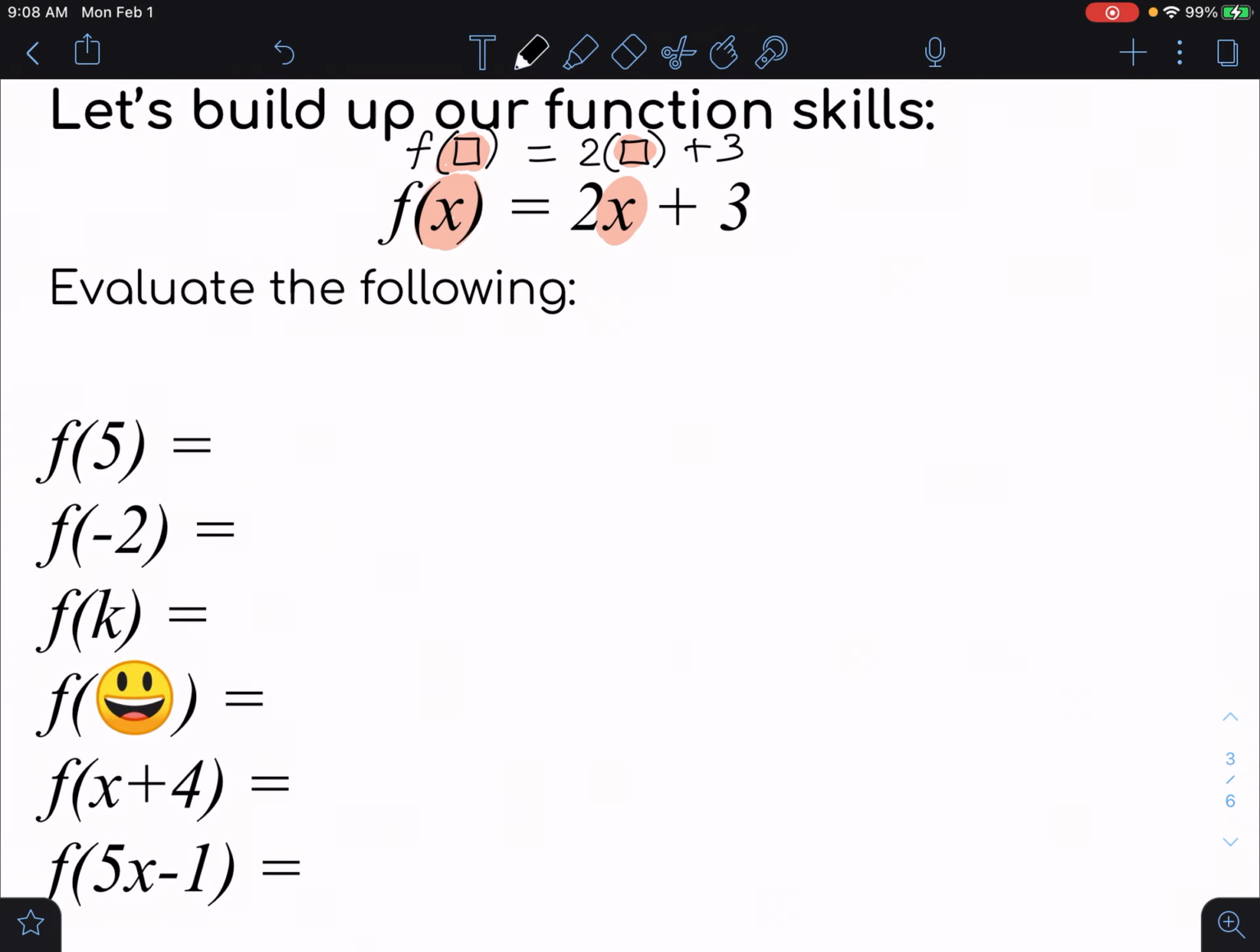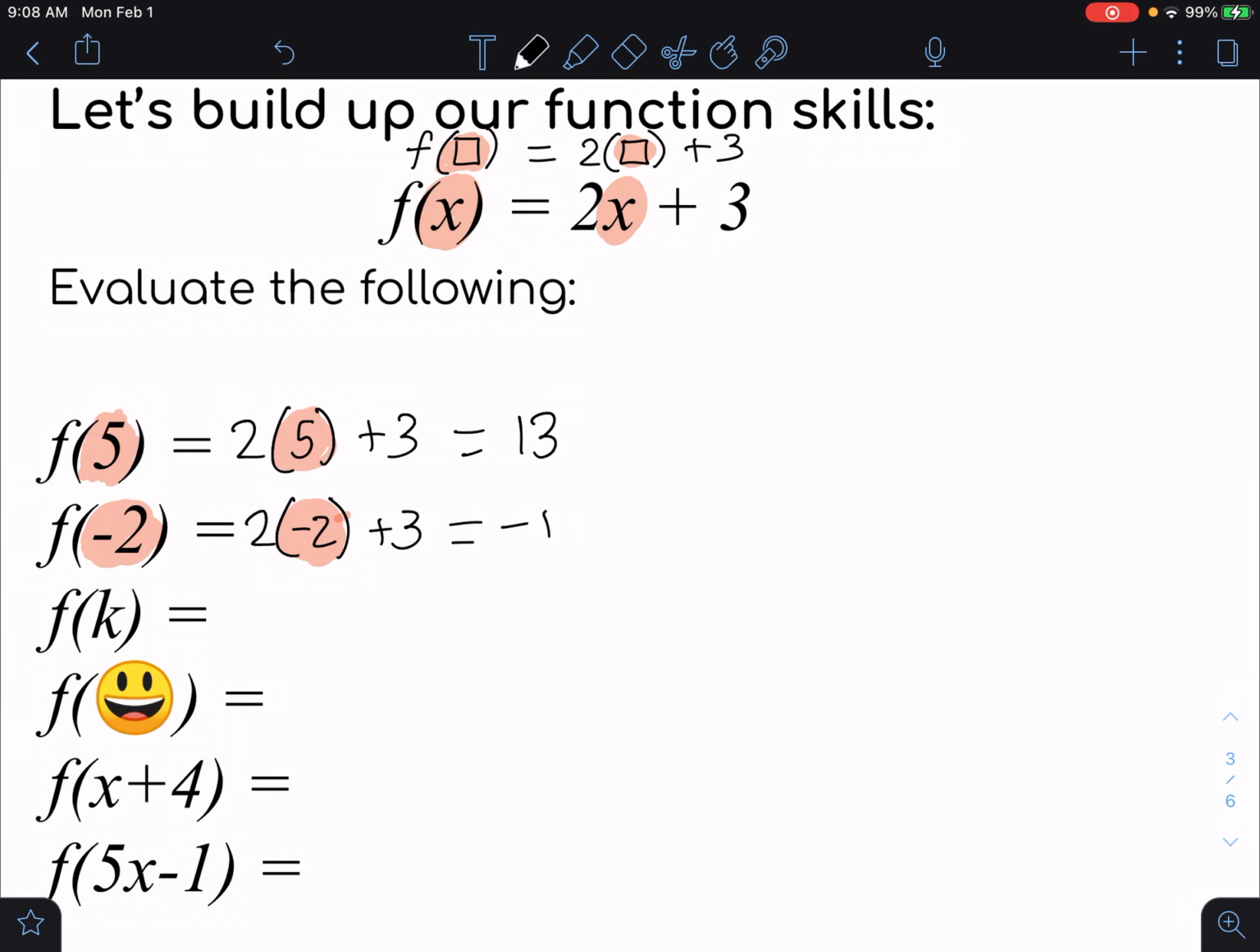Now, obviously, we've done f of 5, right? That's what's going into our function. So we do 2 times 5 plus 3. That one's just going to be a number, right? 2 times 5 plus 3 is 10 plus 3, 13. Perfect. Same thing with negative 2. You can plug in negative 2 into your function. Negative 4 plus 3, negative 1. So we plugged in a number, got out a number.